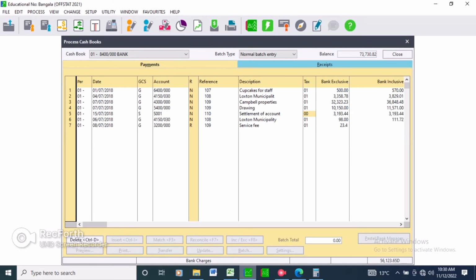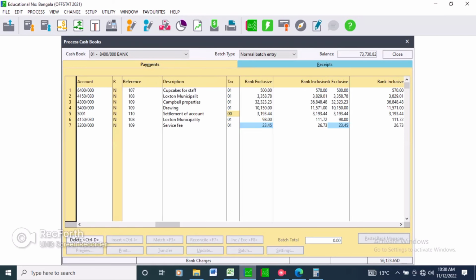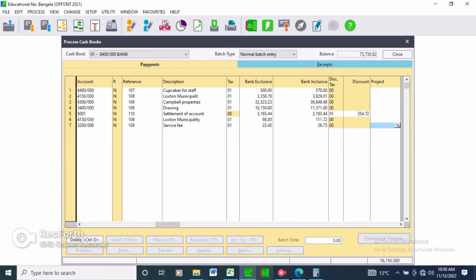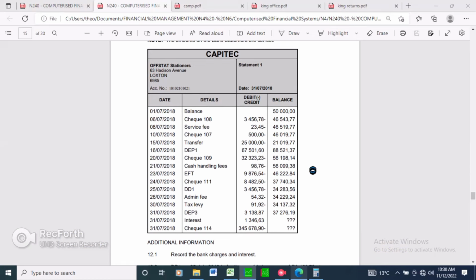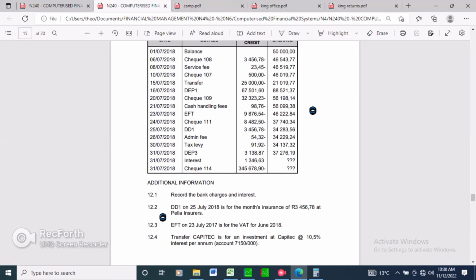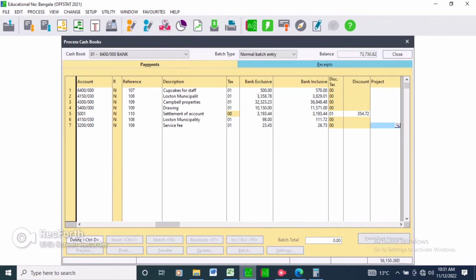Let's check this, what? 7,001.50. Okay, interest. Okay, whatever. So what's for Capitec, guys? Okay, cool. Then amount of how much? 25,000. That's how you record it, guys.